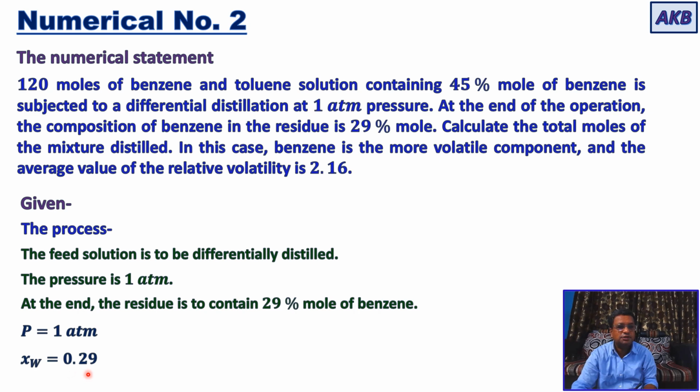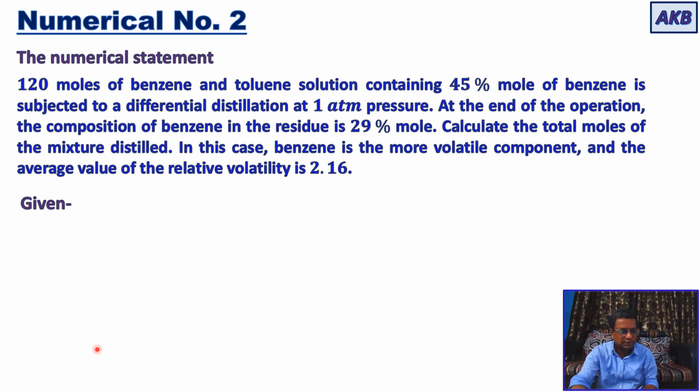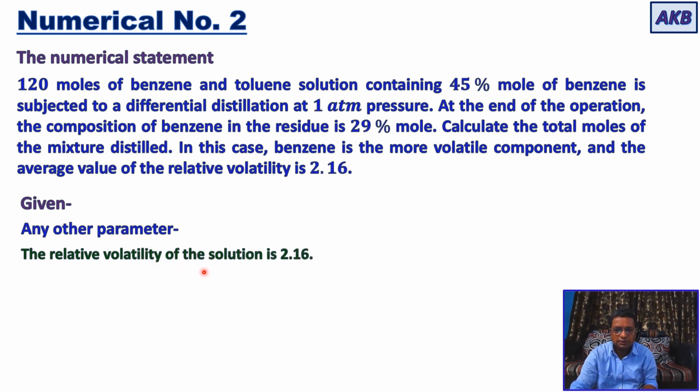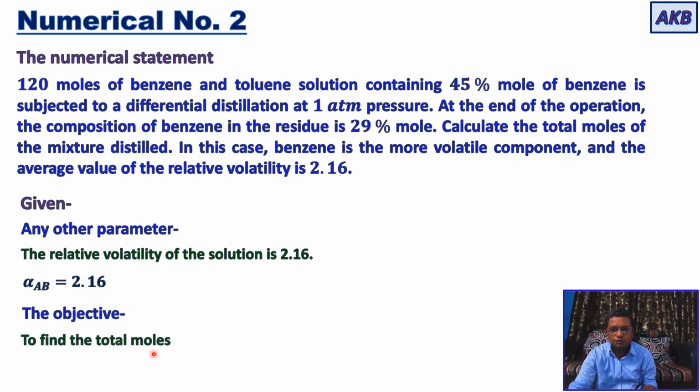So XW is 0.29. Okay, so let us move ahead. Then is any other parameter given in the statement? Yes, they have given us relative volatility of the solution. It is 2.16. That is alpha AB is 2.16. Now what is the objective? The objective is to find the total moles of the feed solution that gets distilled. That is, we are supposed to find out D.